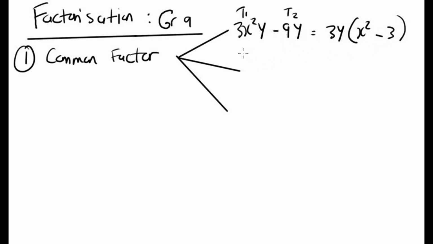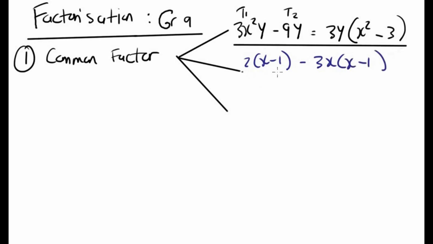Then the next one is where you've got brackets, and I'm going to do it in a different color so that we don't get confused. The second type is brackets. You can have, for example, 2x minus 1 minus 3x, x minus 1. In this case, you've also got two terms, but your answer is going to be x minus 1, which is your common factor, and then you're left with 2 minus 3x.